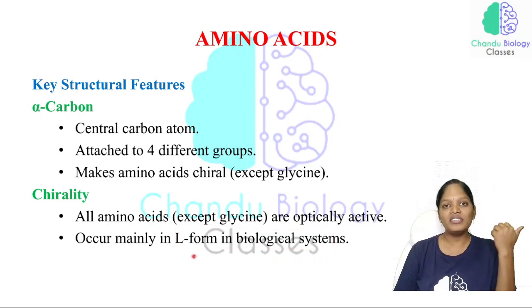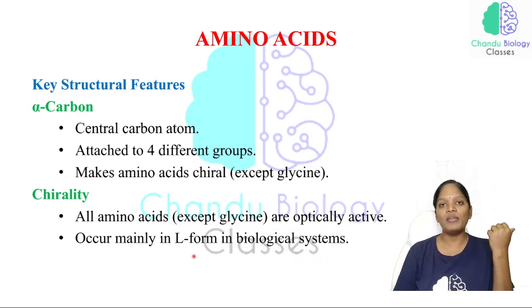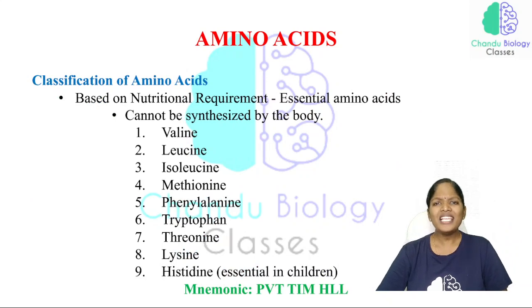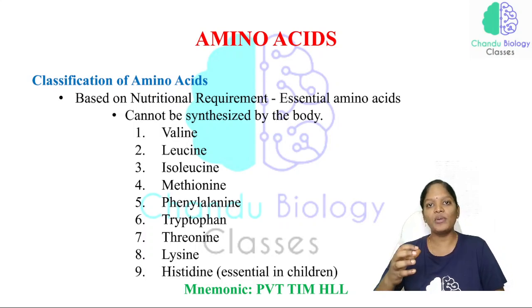So in the previous classes, whenever we were dealing with carbohydrates, we came across D and L. Now, classification of amino acids based on the nutritional requirement. We have different types of amino acids. Based on the nutritional requirement, we can categorize amino acids into two. Totally, we have 20 amino acids.